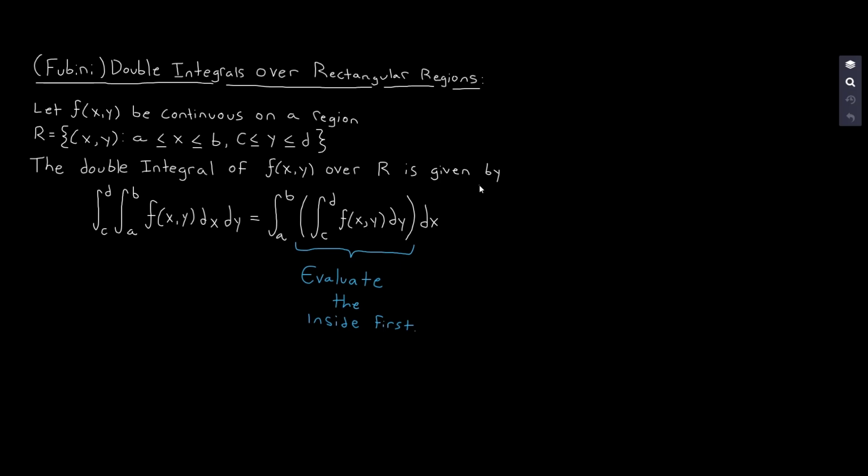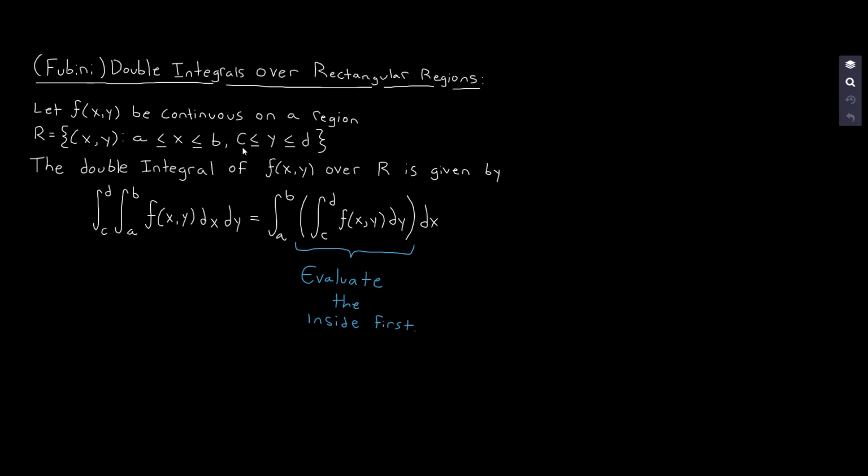So essentially, what it says is that if we let f of x and y be continuous on a region, then that region is shown here. You can describe x as a being less than or equal to x, which is less than or equal to b. In other words, x is in between a and b.